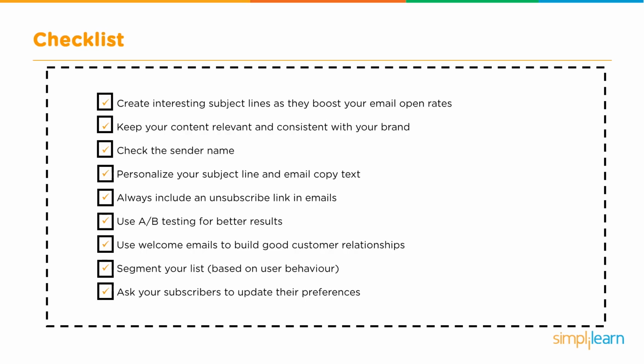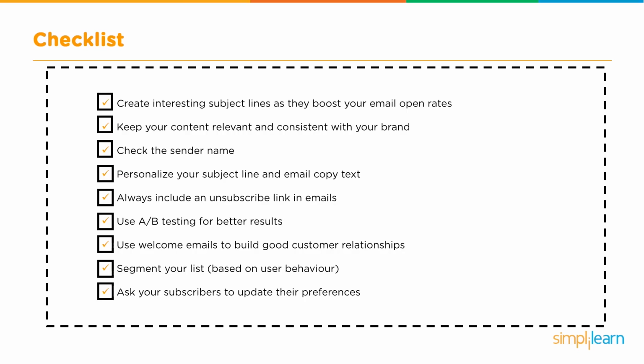So if you have a group of people who purchase product A, customize your email for product A, but you can mention product B and C in there. Know who your audience is so you can talk to your audience. Okay? And you can always ask your subscribers to update their preferences as well, because you want to make sure you're sending out emails to the right person, right address.